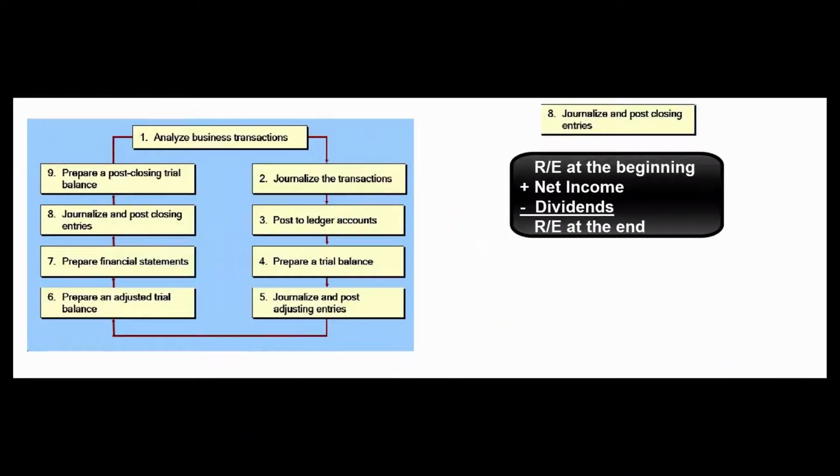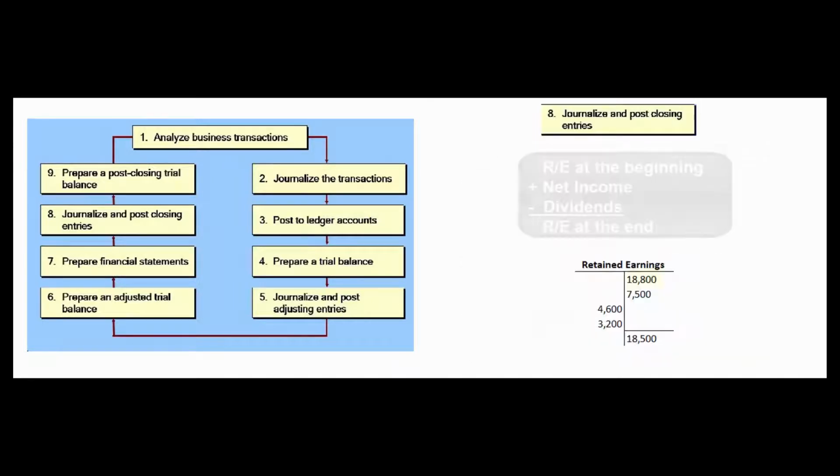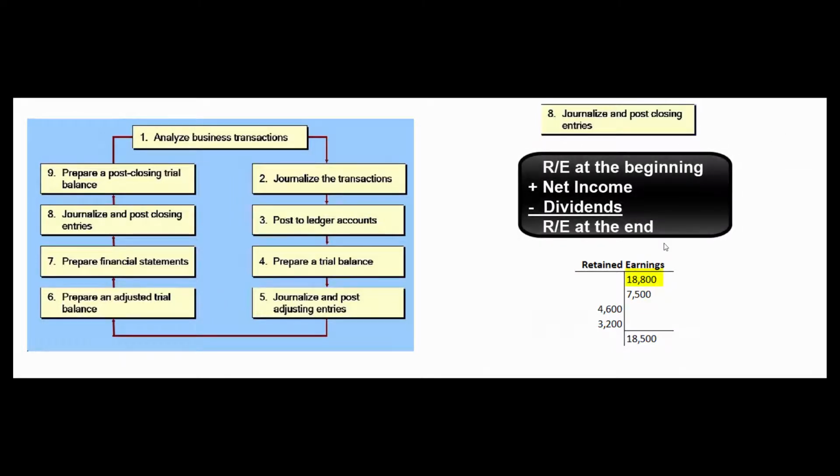Step 8. Remember, retained earnings at the beginning plus net income minus dividends gives us retained earnings at the end. We did that calculation on a separate piece of paper and put that ending balance of retained earnings on our balance sheet when we showed it to the world, but we haven't done that in our accounts. So that's what we do. We'll take our beginning balance in retained earnings and add to it net income, which is our revenue of $7,500 and our expenses of $4,600.